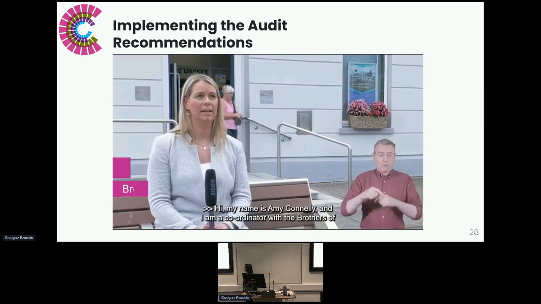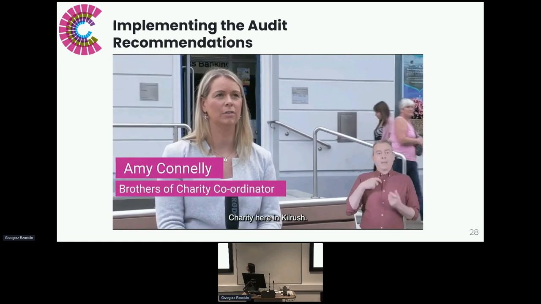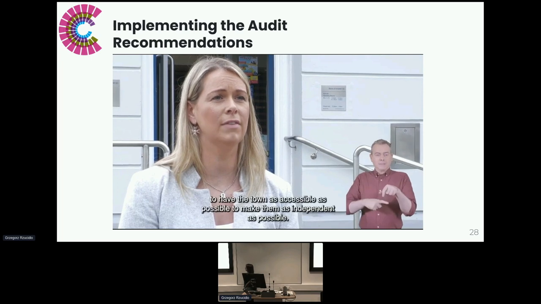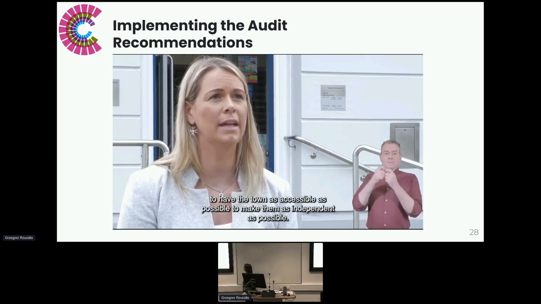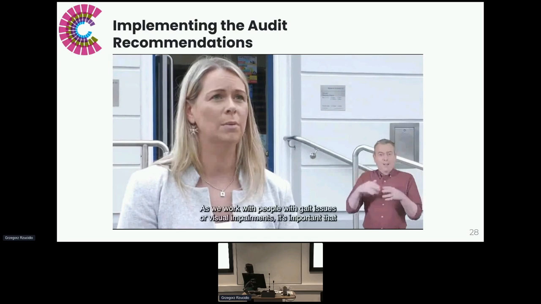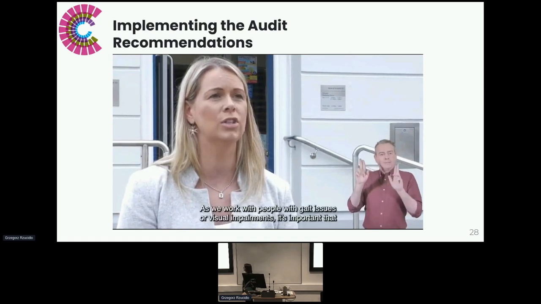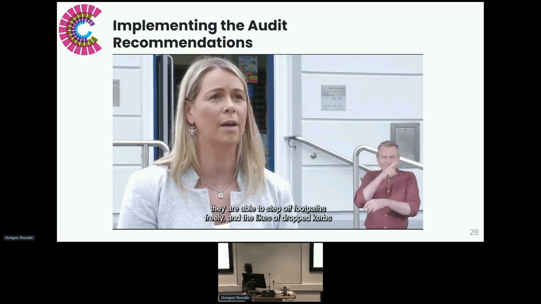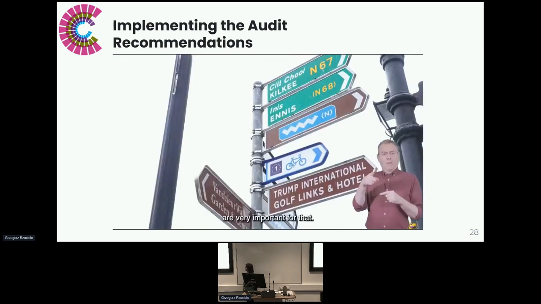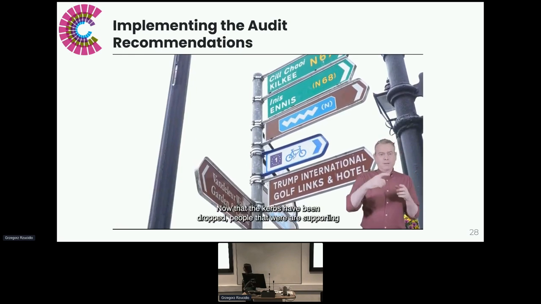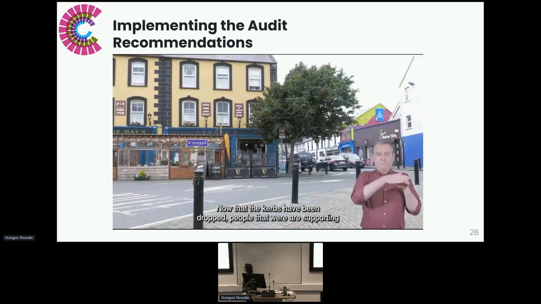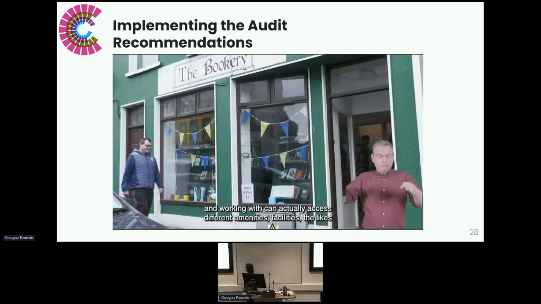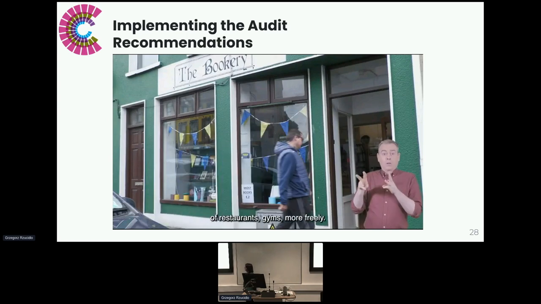Hi, my name is Amy Connolly and I'm a coordinator with the Brothers of Charity here in Kilrush. As I work with people with disabilities, it's important to us as an organisation to have the town as accessible as possible, to make them as independent as possible. As we work with people with gait issues or visual impairments, it's important that they are able to step off footpaths freely, and drop curbs are very important for that. Now that the curbs have been dropped, people that we are supporting and working with can actually access different amenities, facilities, the likes of restaurants, gyms, more freely.